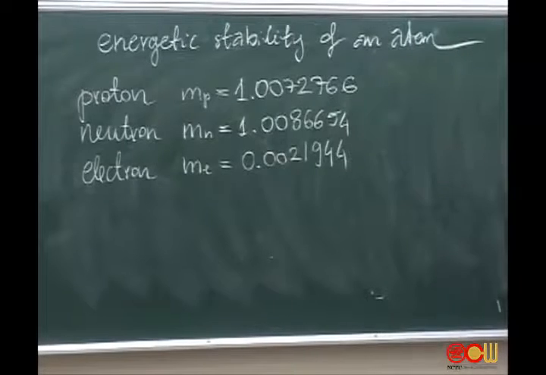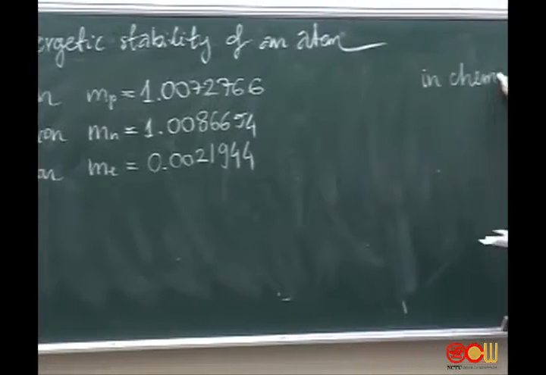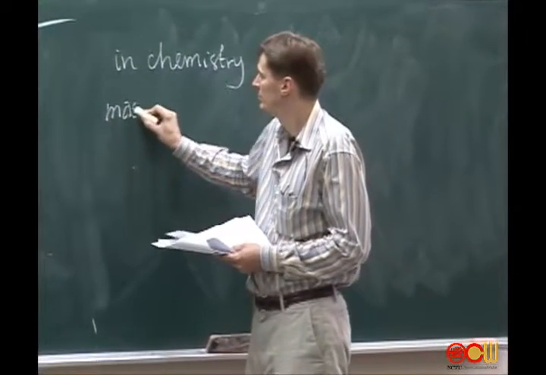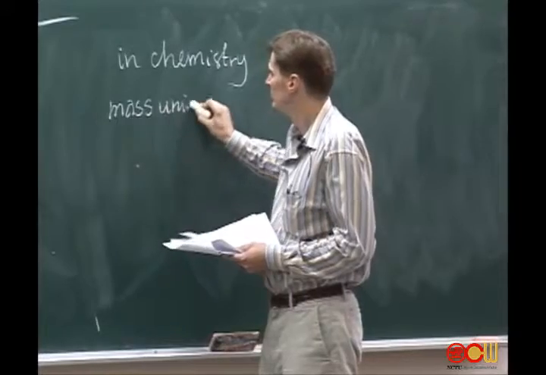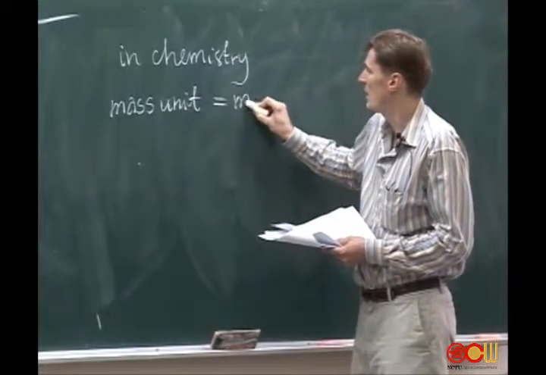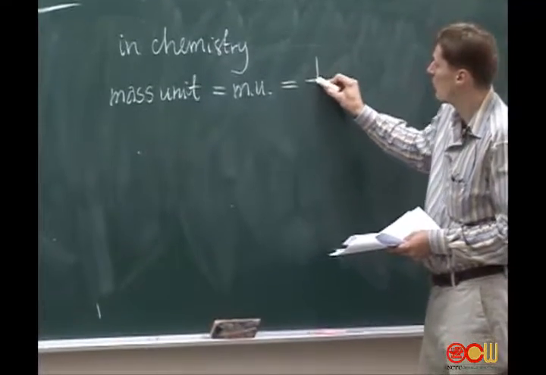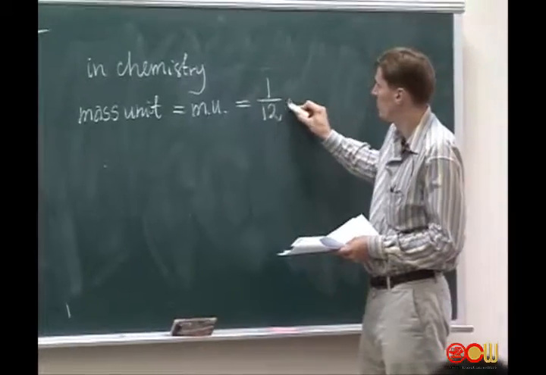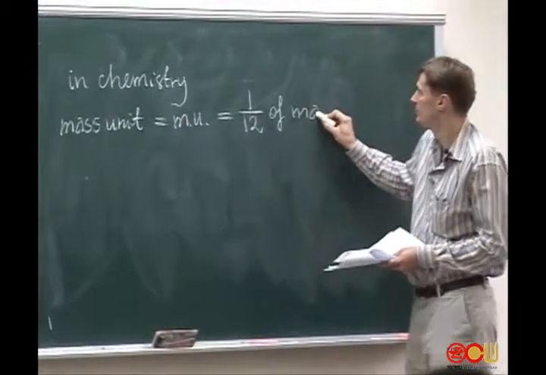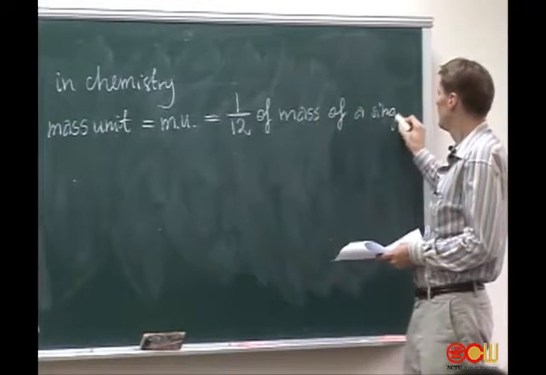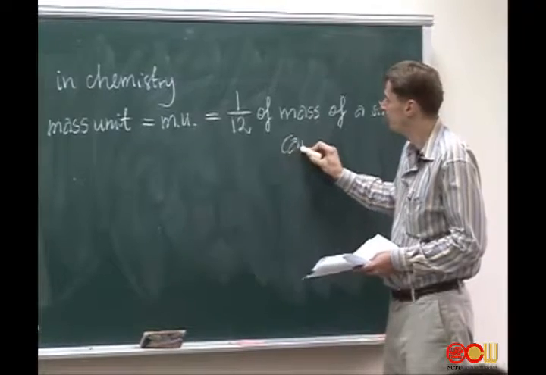Of course, somebody will ask me what is the unit, and a very good question. So I tell you what is the unit. In chemistry, the mass unit, very often abbreviated as the MU, is 1/12 of the mass of a single carbon atom.